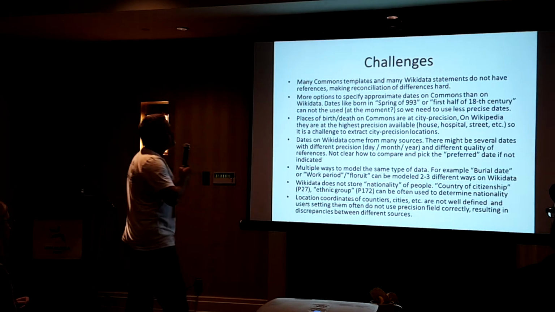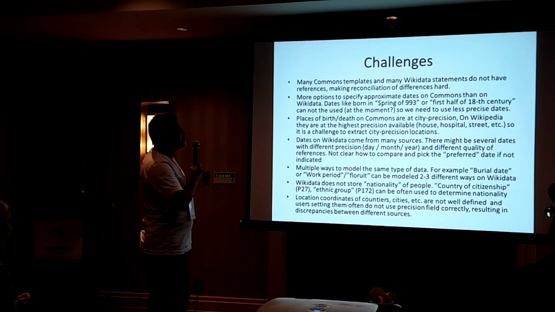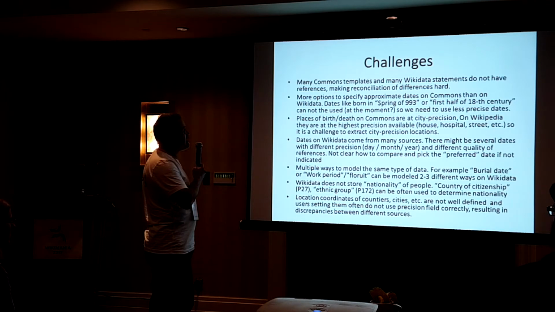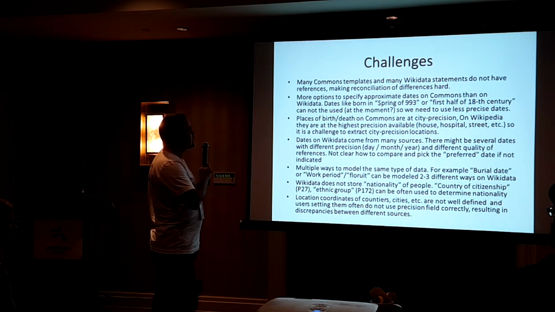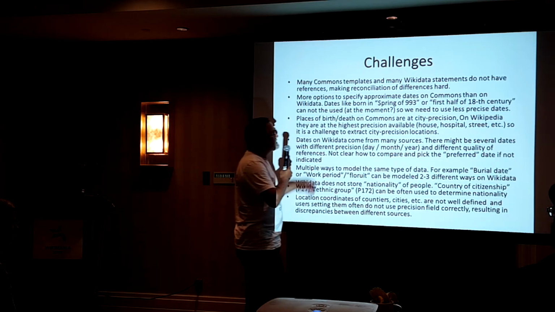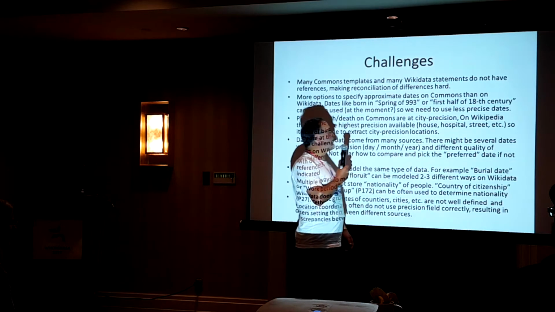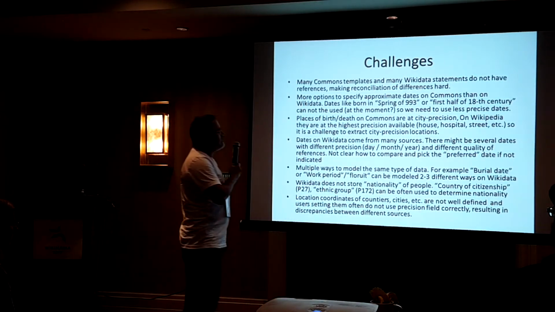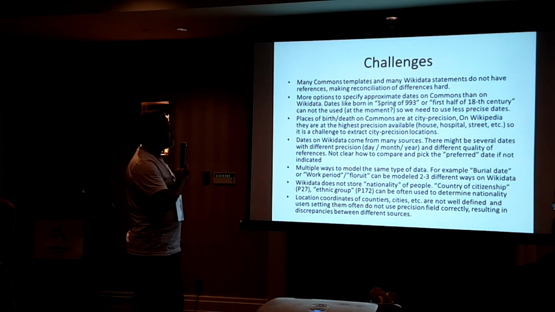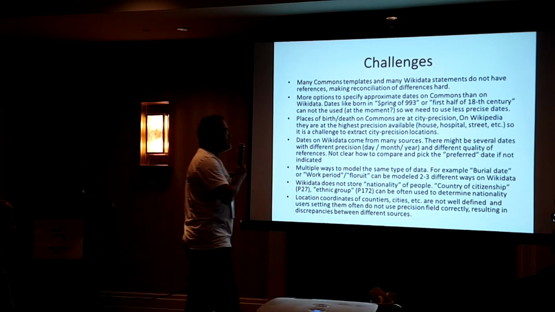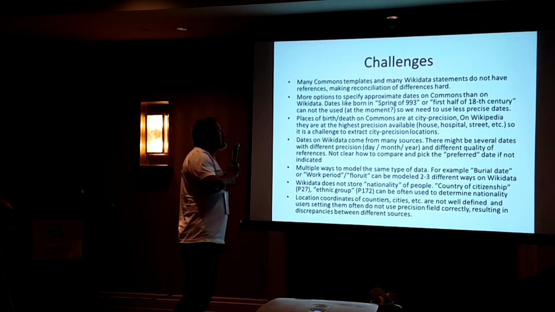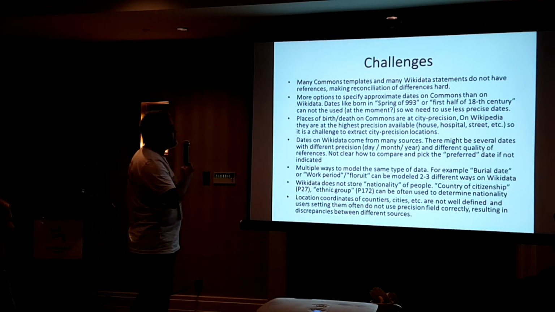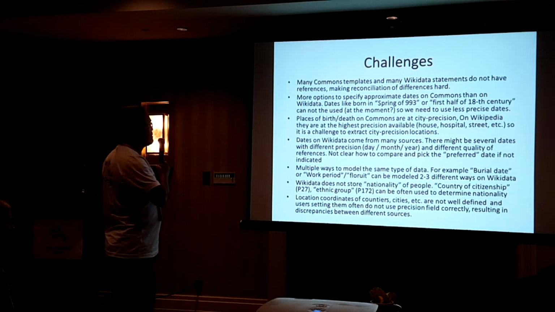Sometimes with dates, Commons have templates for storing imprecise dates, and it's a little bit different than the Wikidata way. So on Commons we can say, spring of 1993. On Wikidata, at the moment, I don't know how to do that. Or we can say first half of 18th century. And maybe there is a way, if someone knows how to do it, let me know.